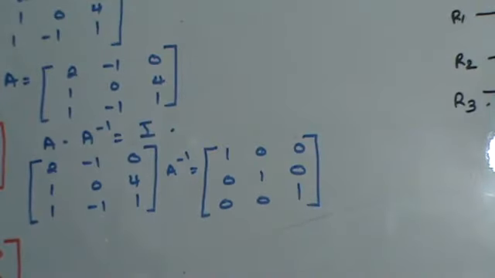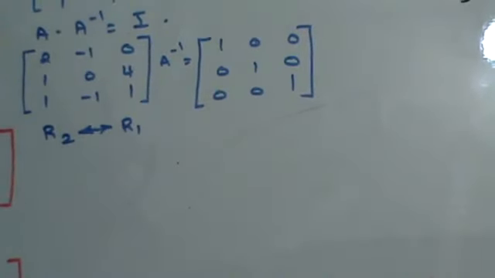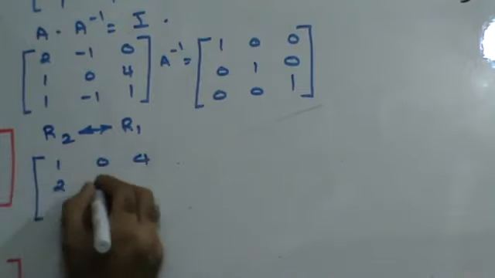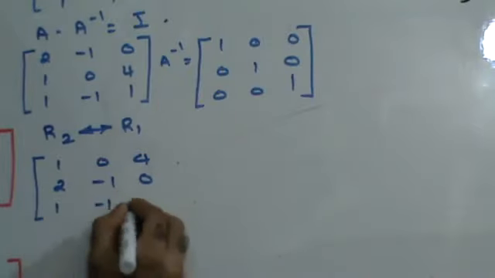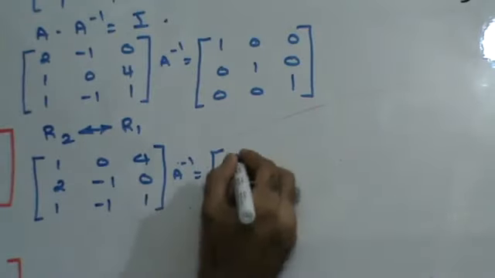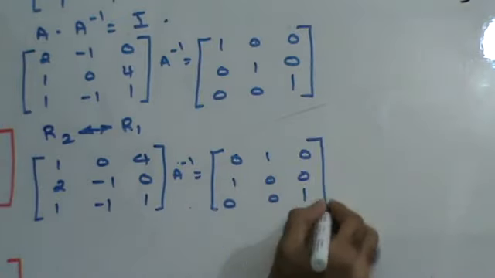Right? I want to make the number in the first position as 0. I can do that either by subtracting or by interchanging. I prefer interchanging. So I will interchange R2 and R1. So why not R3 and R1? I could have done that way also. It doesn't make a difference. Whatever you do, you will end up getting the same answer. Right? 1 0 4, 2 minus 1 0, 1 minus 1 1 into A inverse is 0 1 0, 1 0 0, 0 0 1.